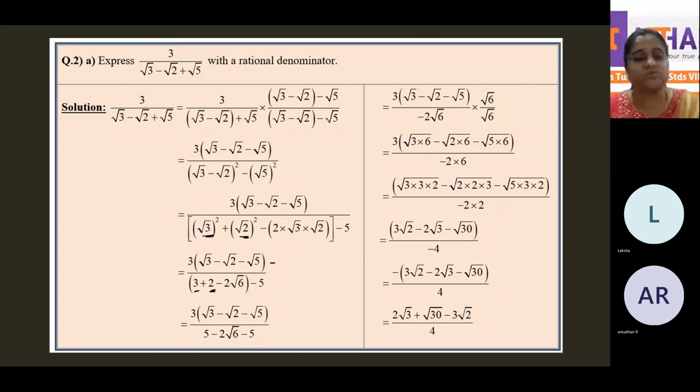And this one is 2 into root 6, because root 3 into root 2 is root of 3 into 2, which is root 6. Correct? So that's what you see here. So 3 plus 2 minus 2 root 6 minus 5. Now open the bracket. So 3 plus 2 is 5 and minus 2 root 6 minus 5.